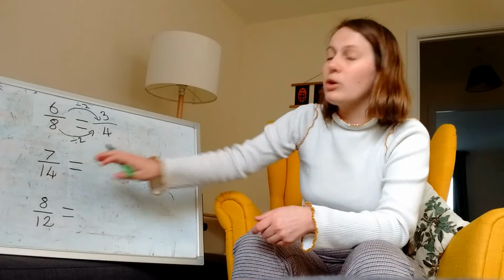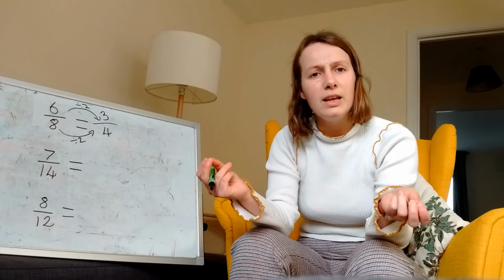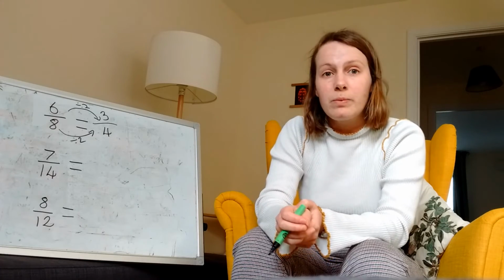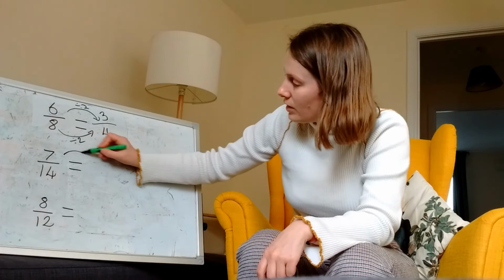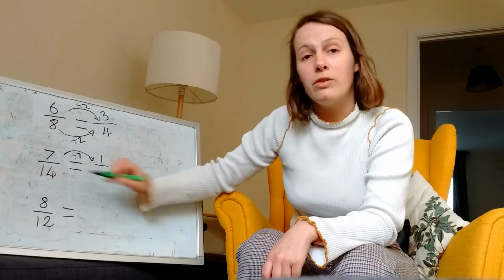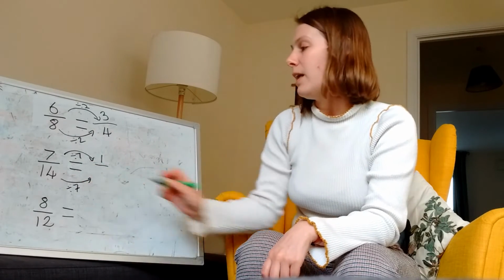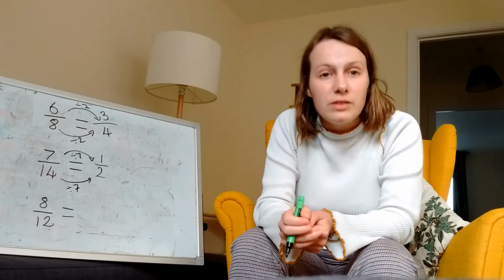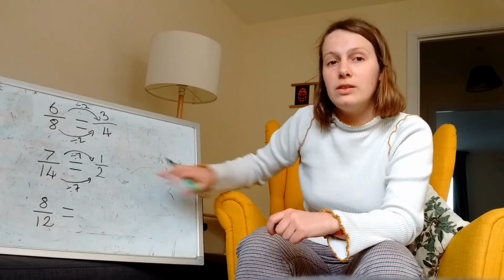7/14. I'm looking at 7 and 14 and I'm thinking, which times table are they both in? I can see that they're both in the 7 times table. So to simplify it, I'm going to divide them both by 7. 7 divided by 7 is 1. 14 divided by 7 is 2. So 7/14 is the same as 1/2. It's equivalent to 1/2.